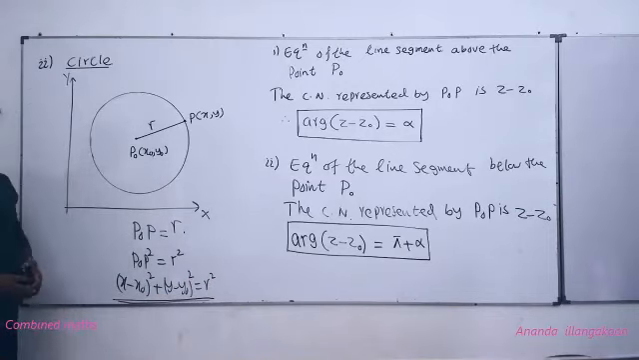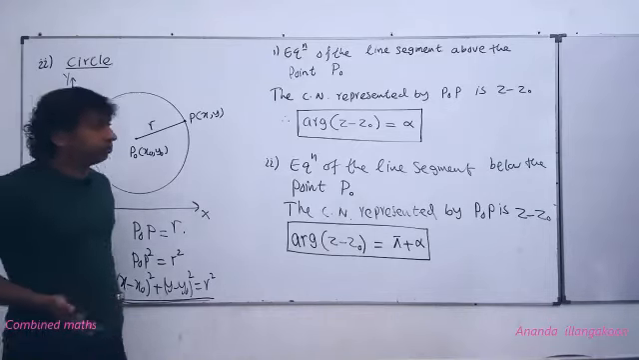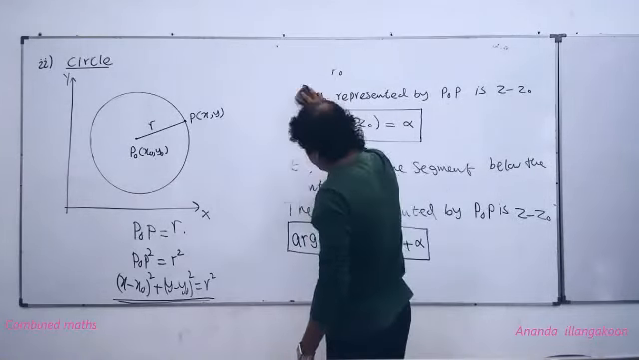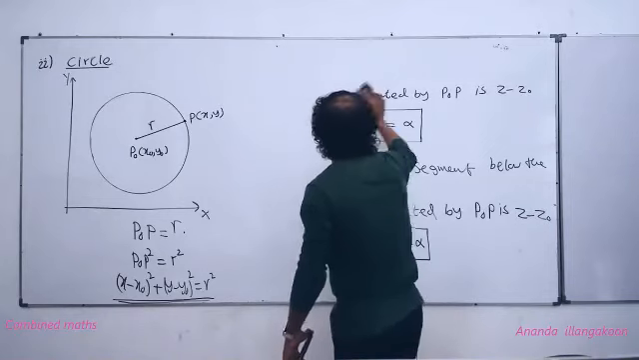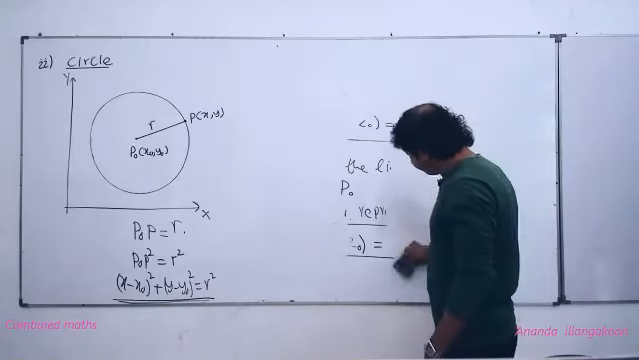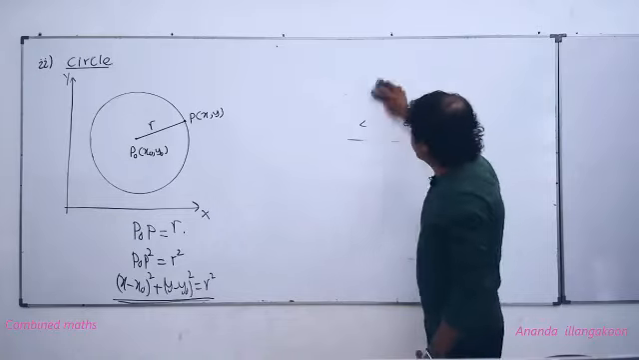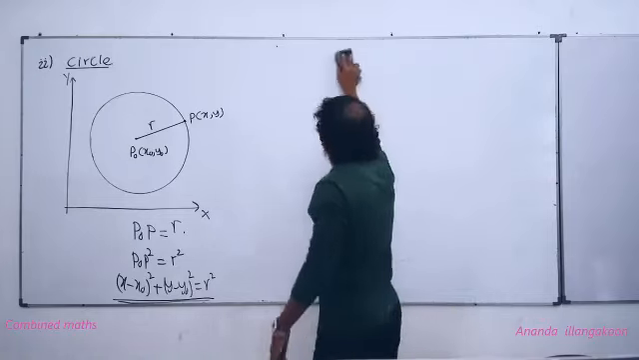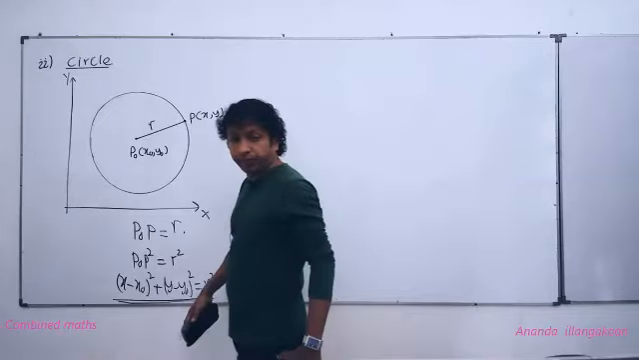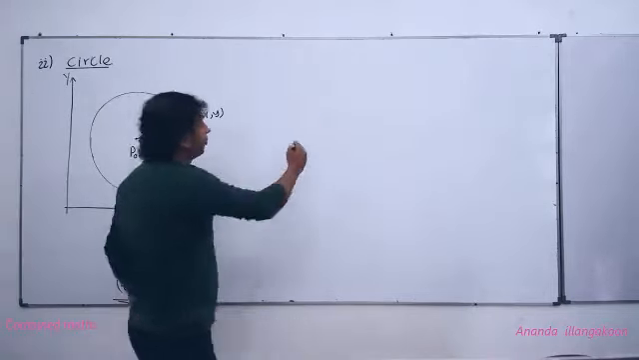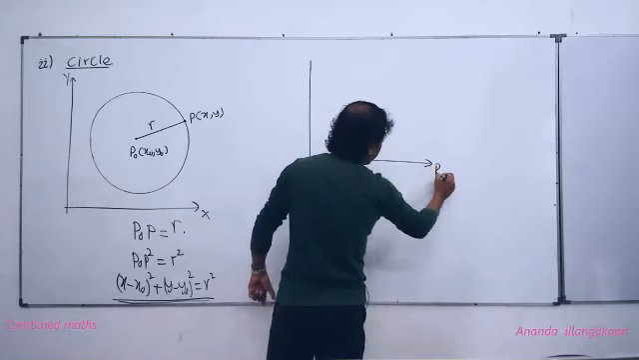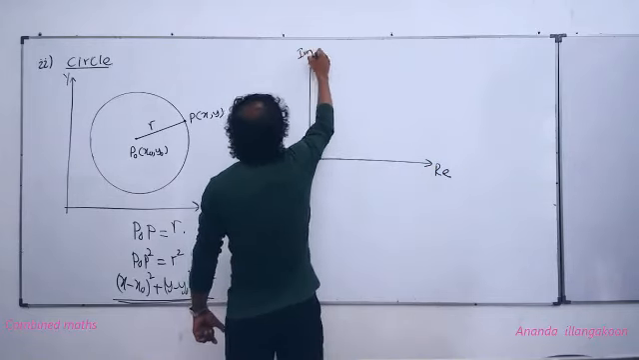Now, when we draw the same circle on the Argand plane, how do we take this equation? When we draw the Argand plane, we don't have XY coordinates. A point on the Argand plane represents a complex number, not XY coordinates like this. Now, if you draw the same circle on the Argand plane, like this: real axis, imaginary axis, the circle is this.